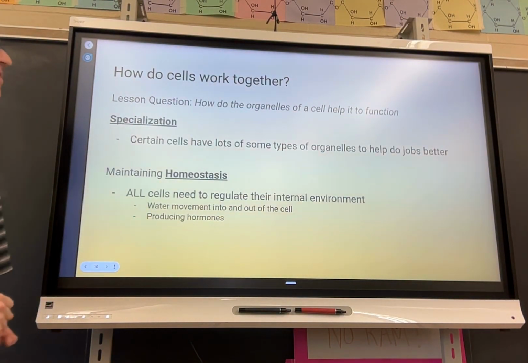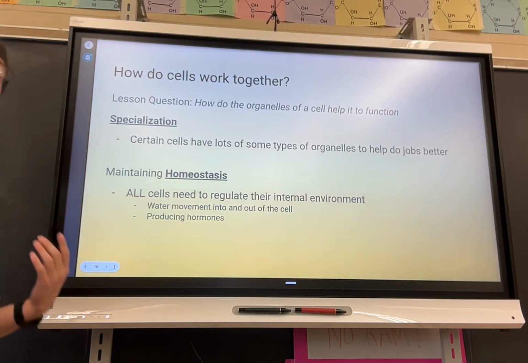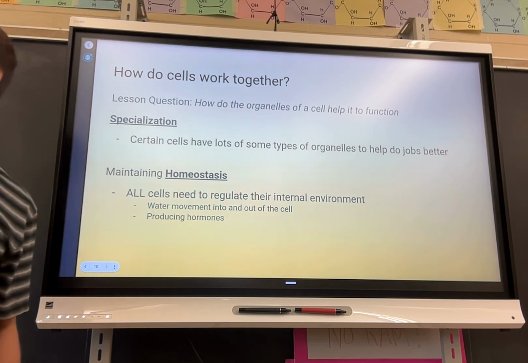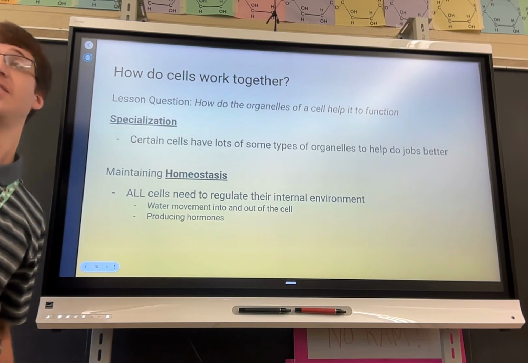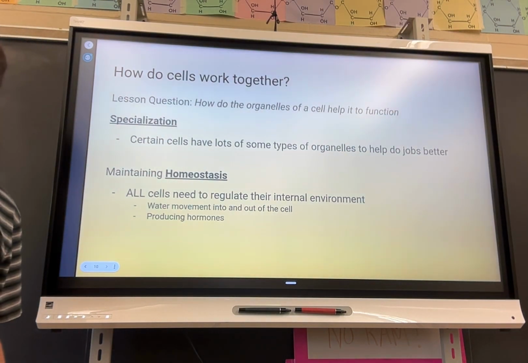So, in terms of specialization, yeah, certain cells will give each other jobs so that they can work. So, during your microscopy lab, when you looked at the onion cells and the aquatic plant cells, what did you see different between the two of them? This was one of the analysis questions. So aquatic plant cells had chloroplasts. Why? Because they use the sun.